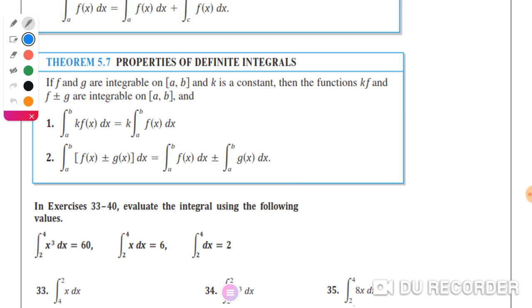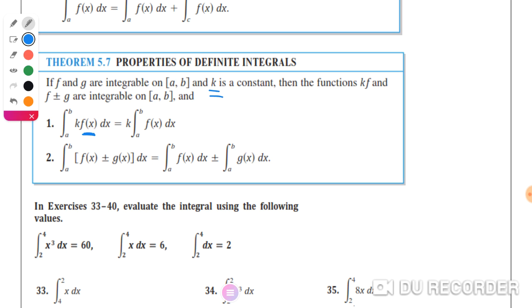Okay, the following properties: if we have two functions f and g that are integrable on a closed interval and k is a constant, any number, then the function k times f and their sum will also be integrable. This means if f is an integrable function on this closed interval, then the product of a constant and this function will be integrable also. If we have two functions that are integrable on a closed interval, their sum will be integrable on this interval.